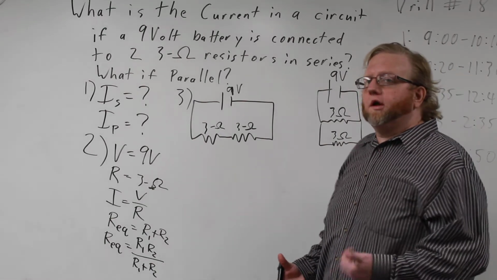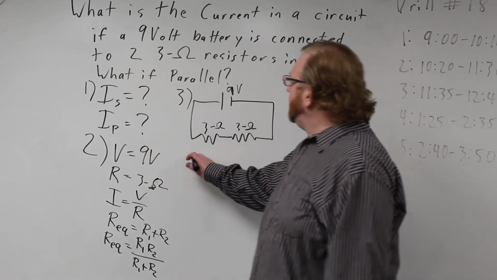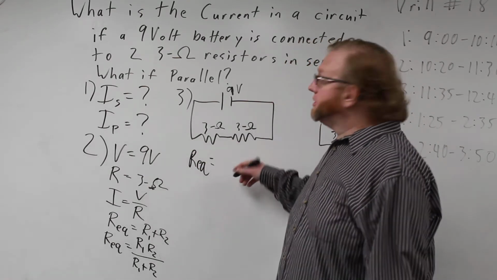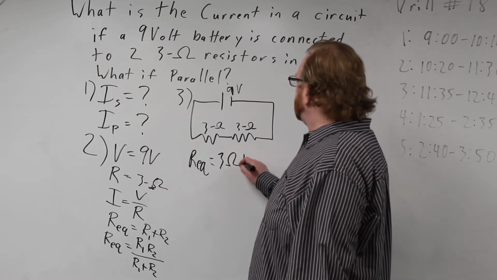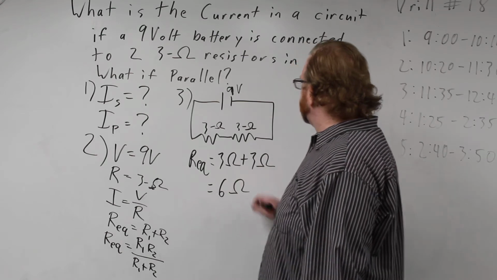Before we can get to the current, we need to know what is the equivalent resistance. For this, the equivalent resistance is just the sum of these two. So we've got 3 ohms plus 3 ohms, which is 6 ohms.